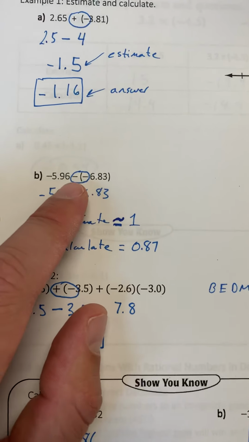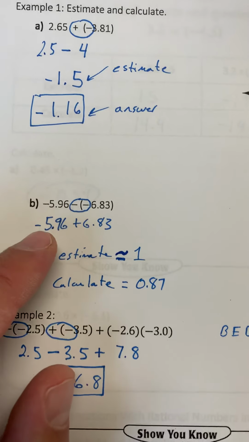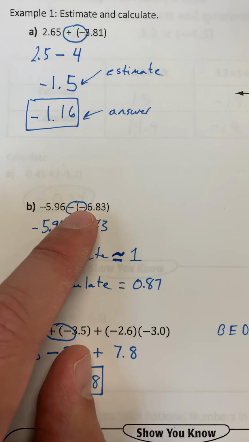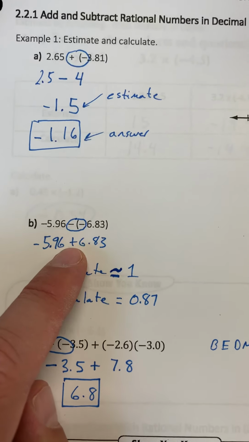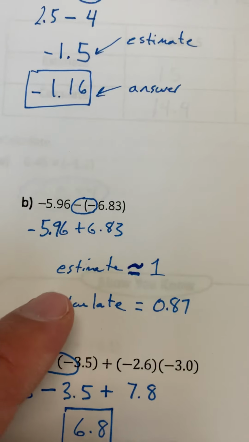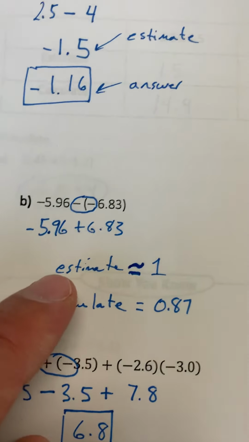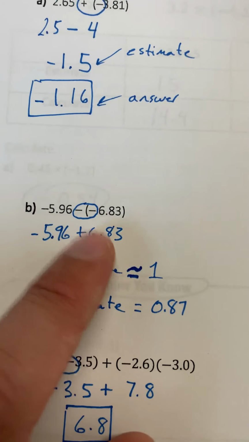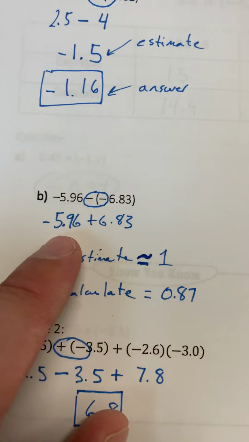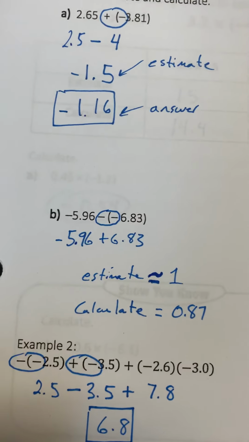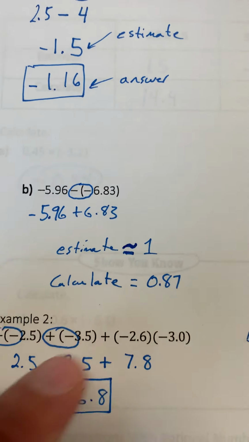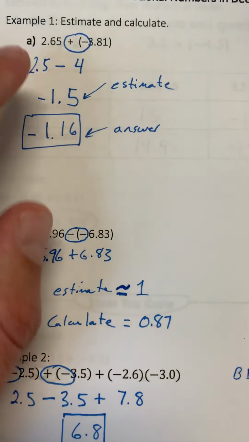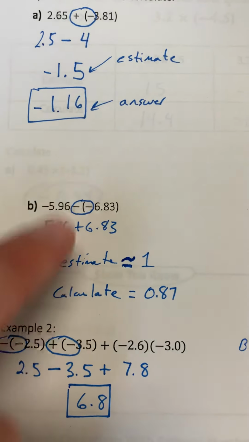Part B, we subtracted a negative. So it's negative 5.9, subtract a negative 6.83. Subtracting a negative becomes a positive. So we're estimating about 6 and about a 7. So the difference between a 6 and a 7 is 1, and the positive number is the higher number. The negative one is smaller, so it's a positive 1. Calculating these in your calculator, you should come up with 0.87. Try putting both of these in your calculator to see if you can come up with the calculated answers.